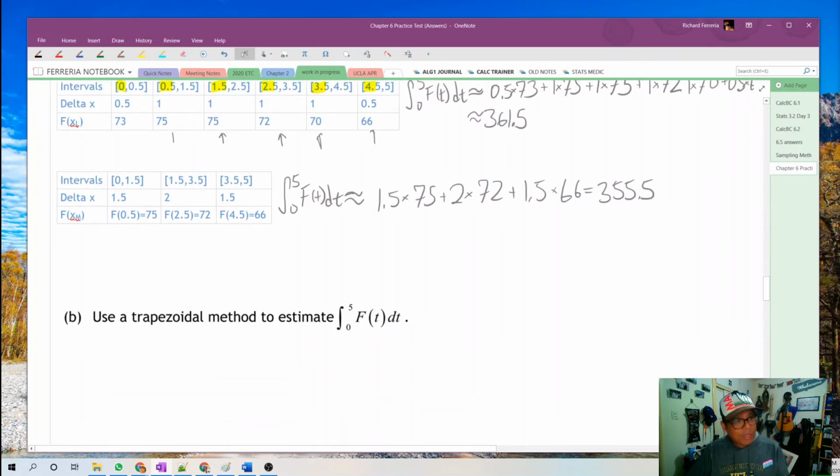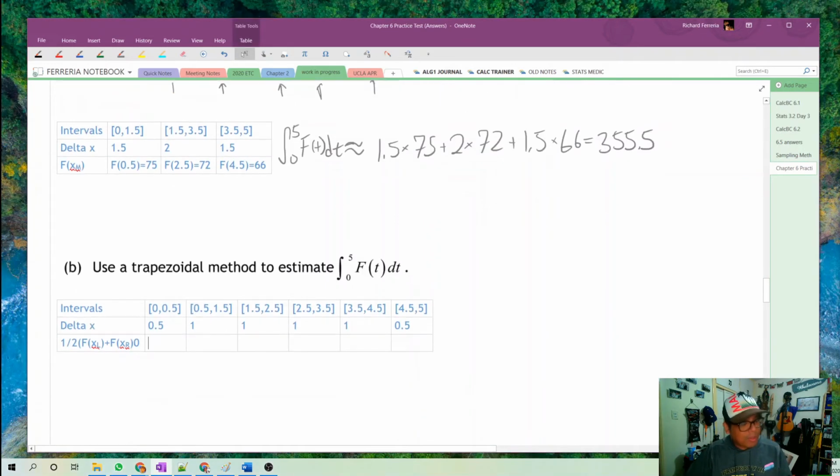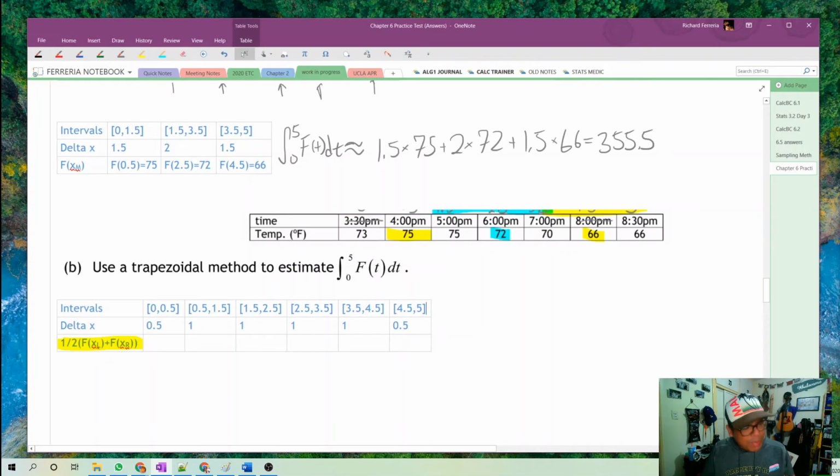Next one, use a trapezoidal method to estimate. So again, I recommend you put together a chart. So let's get a chart. So this chart starts an awful lot like the previous one that we did for the rectangular method, but now the big difference here is instead of calculating the height on the left and the height on the right, we're going to find an average of the two heights. I didn't want to keep scrolling back and forth and giving you whiplash, so I just went ahead and I've copied that chart over here.